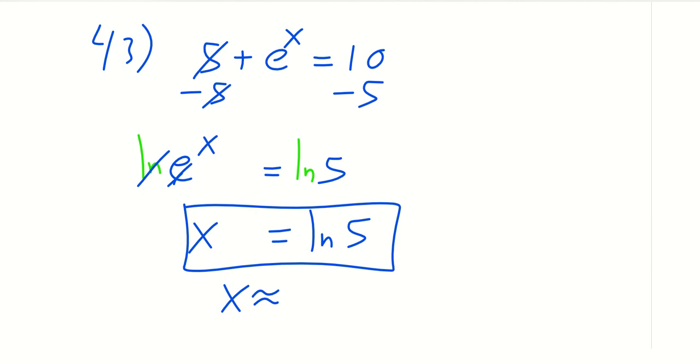Usually in a question like this, we're also asked to give an approximate solution. So this is the exact answer. And if you wanted to round this to 2 places, we could also give an approximate answer of 1.61. This would be approximate.